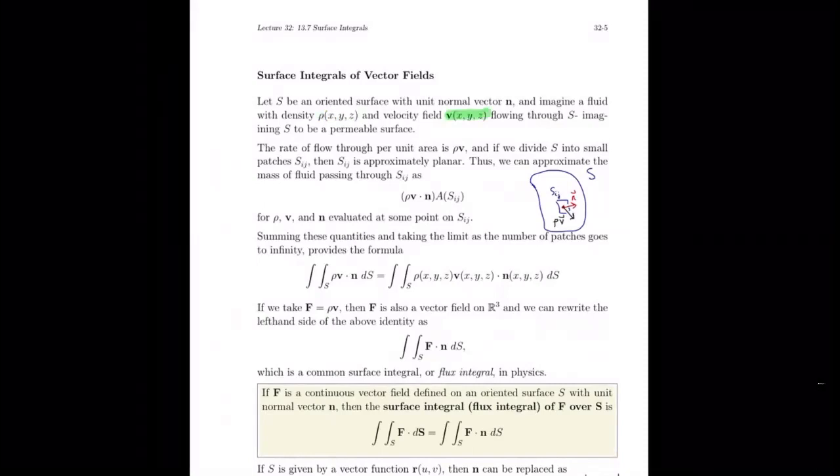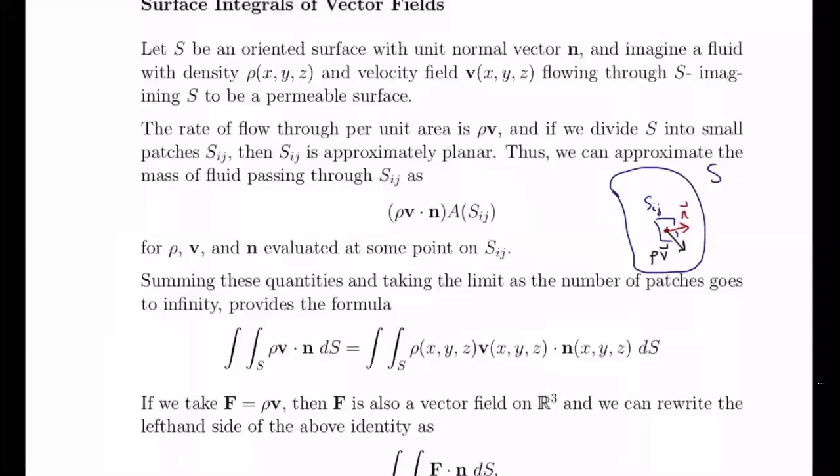The velocity at that point in space is v. It's flowing through this surface, the face of this surface, which is imagined to be somehow permeable. Okay, so here's S, our surface in three-dimensional space. It's been drawn with a little bit of curvature to it. And then we're looking at some subregion or some patch of S, Sij, this little blue patch right here.